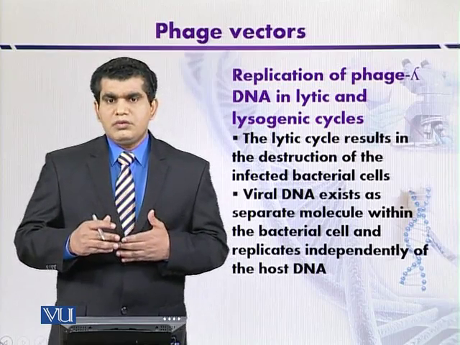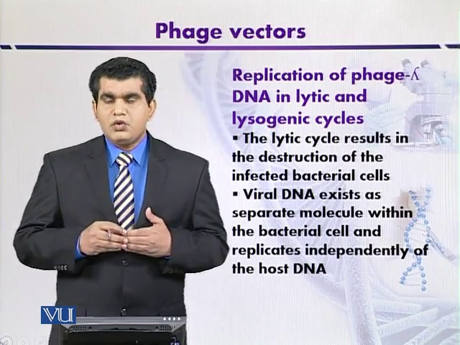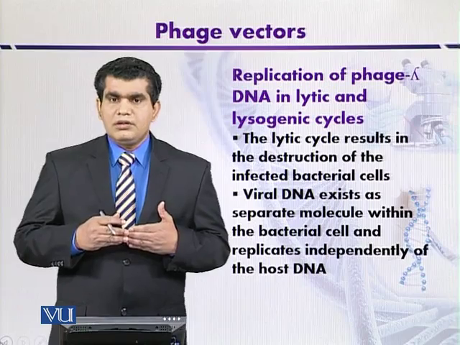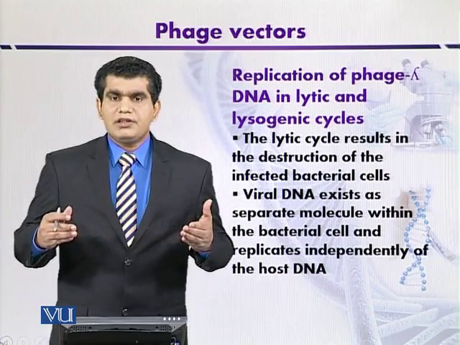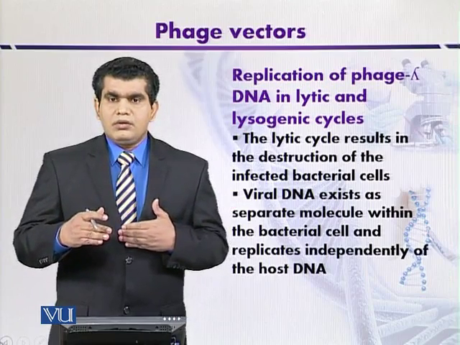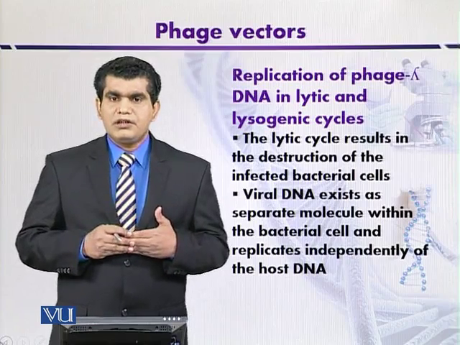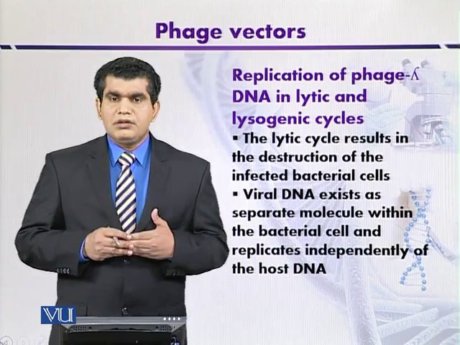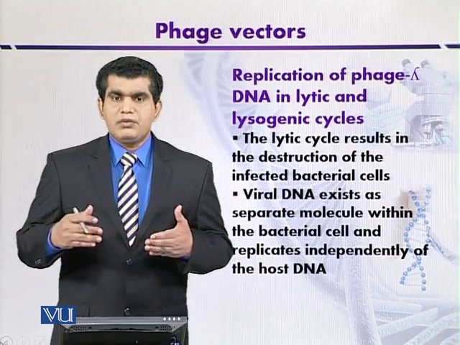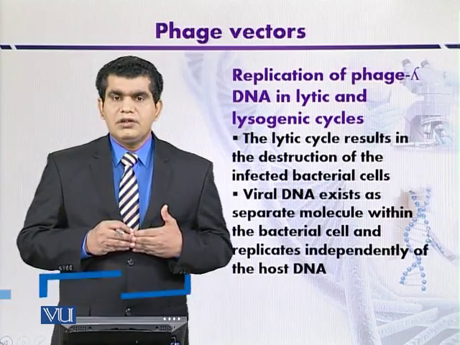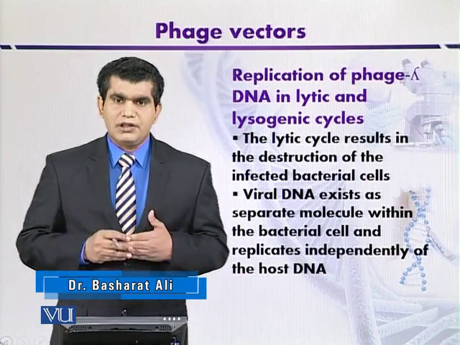One of the two possibilities is that the lambda genome, after entry, behaves independently. Independent means that because of its own region of replication, it replicates by itself, and during the process of replication it disintegrates the host DNA and enhances the number of copies of its own genome.